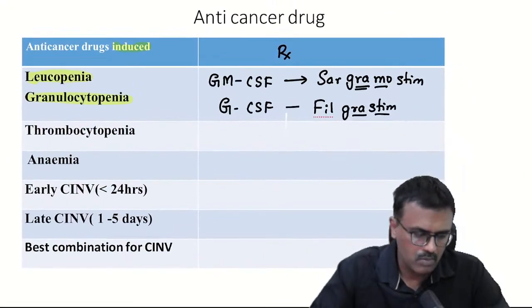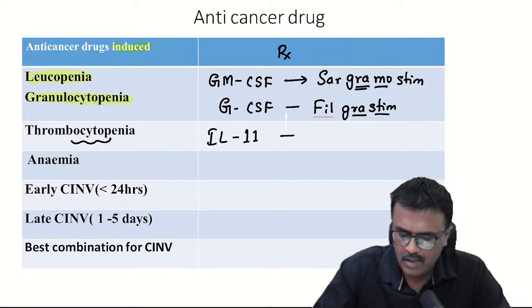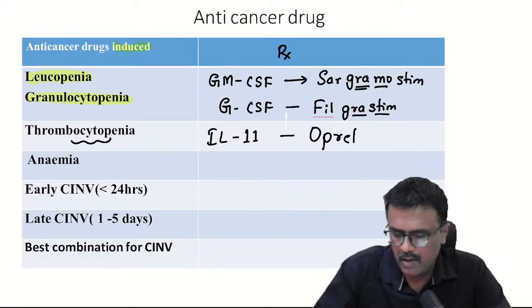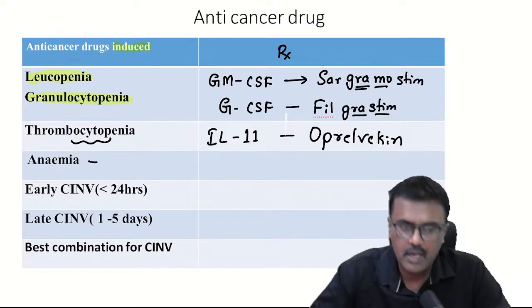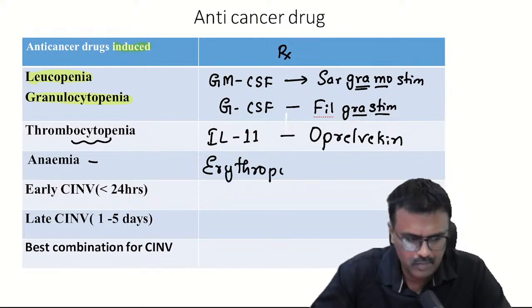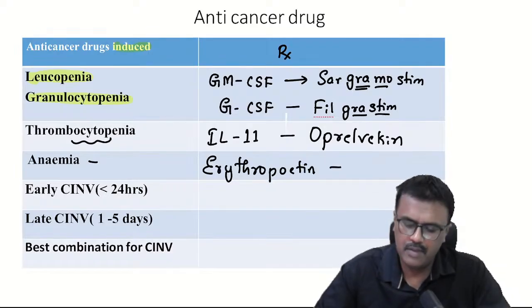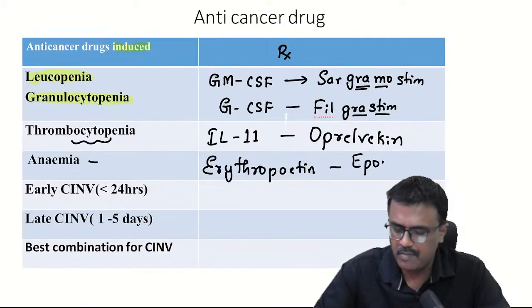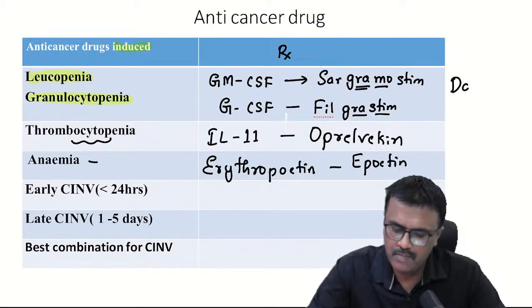Suppose there is thrombocytopenia. Then we use interleukin 11 analog. The name is called oprelvekin. Suppose there is anemia due to cancer therapy. Then we use erythropoietin preparation. It's easy to identify the drug. You take E and add poietin. Anything ending with poietin is erythropoietin, or you can give one more drug by the name darbepoetin.